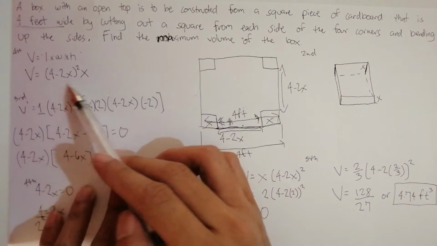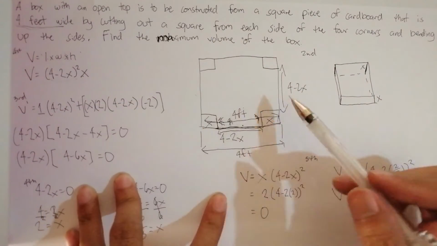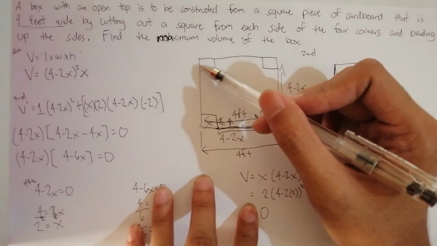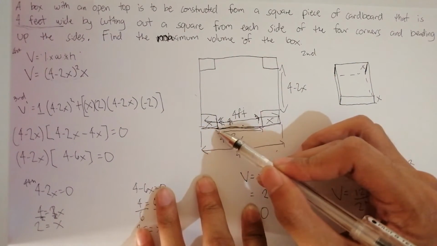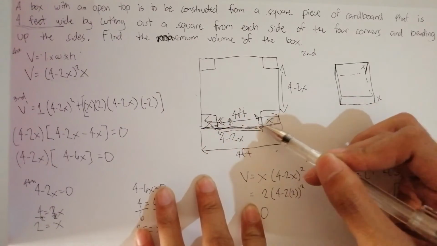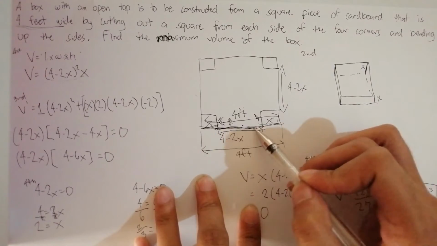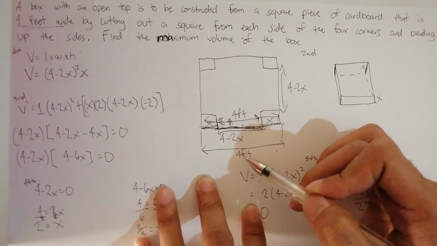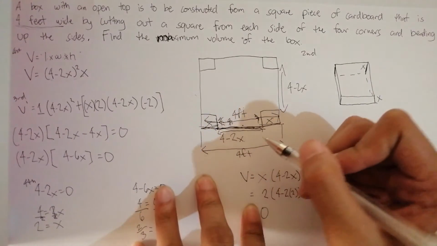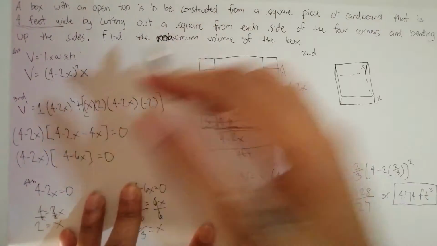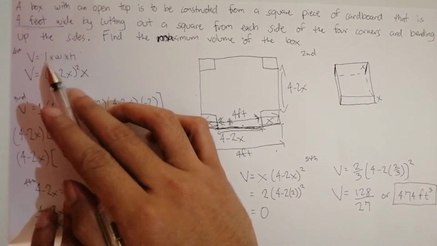Now, to get these values, we get it from here. The cardboard has 4 feet, and we represent this measurement as x. Now to get this value, we subtract 4 feet from 2x, so we get 4 minus 2x. Same with the length. Now we substitute it in this formula.